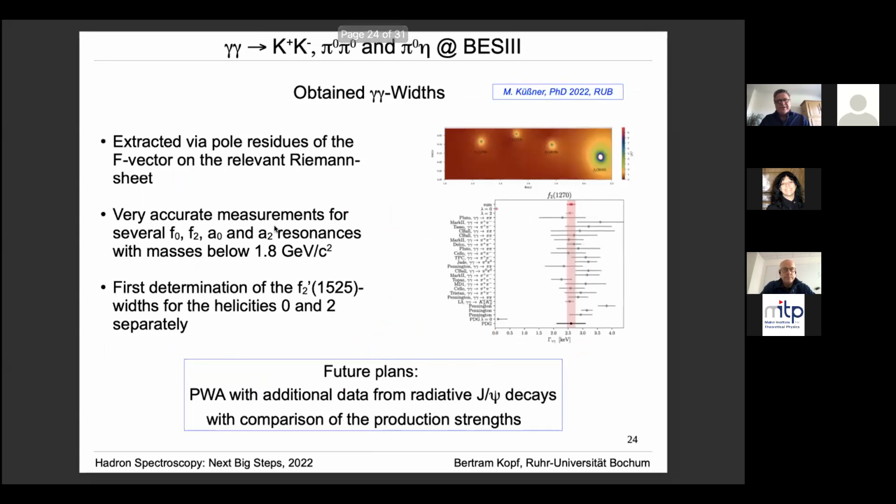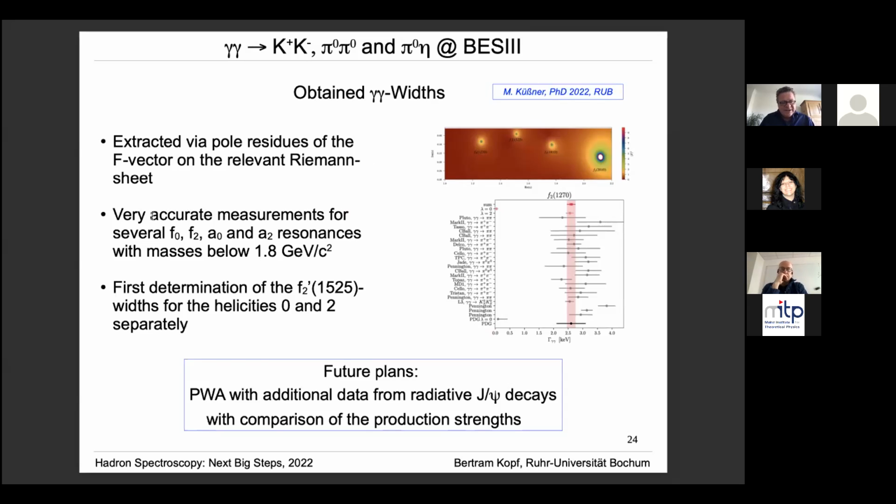And with this result, it was then possible also to obtain the gamma-gamma widths. This we did with an extraction of the pole residues of the F vector, which you can see here. These are the 4 poles, for example. This is an advantage for the F2 scenario. And by extracting the residues around the pole, it was then possible to obtain the gamma-gamma widths.